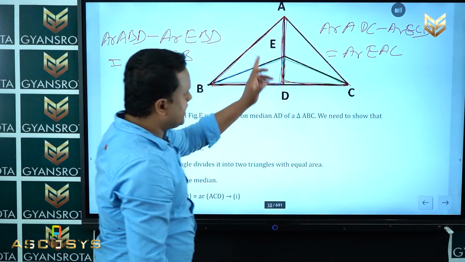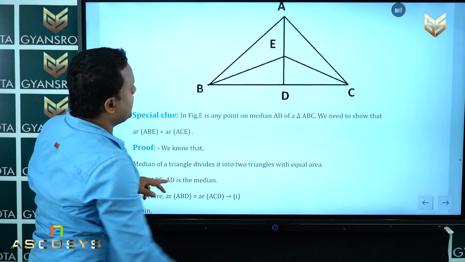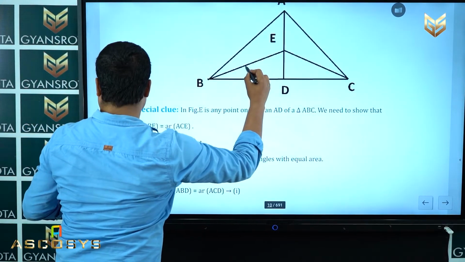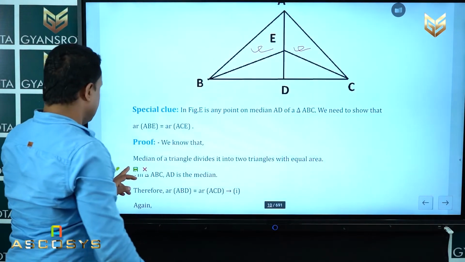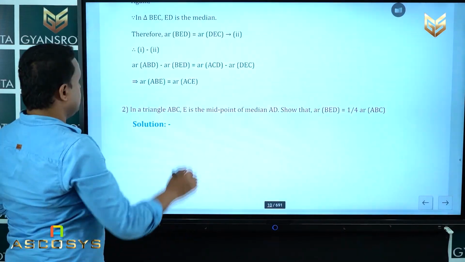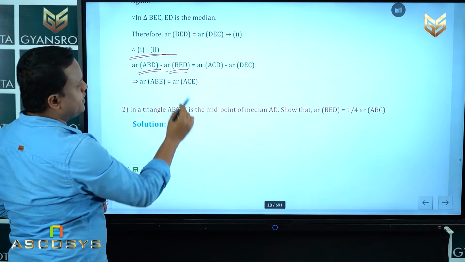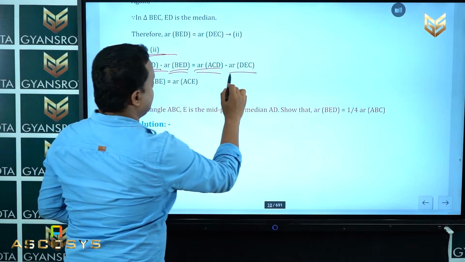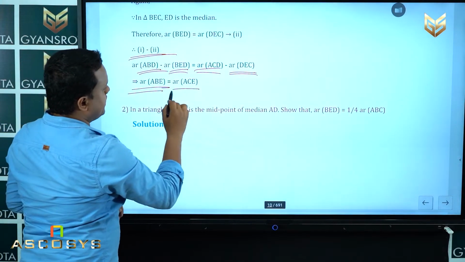Okay. So, basically that is what we are doing. From 1 minus 2 we will get the area of this triangle. This triangle will be equal to the area of this triangle. All right, so this is done here, 1 minus 2. So, area of ABD minus area of BED, area of ACD minus area of DEC. So, finally, we will get area of ABE equals area of AC.